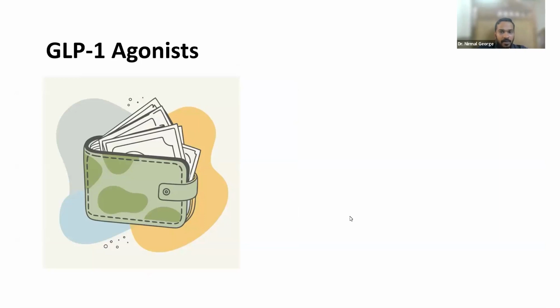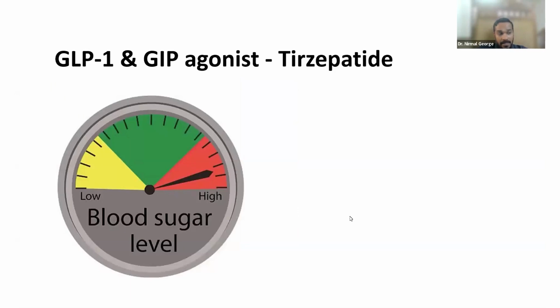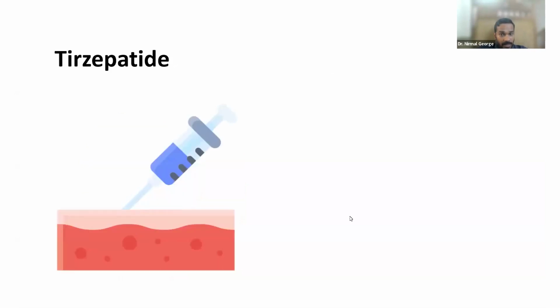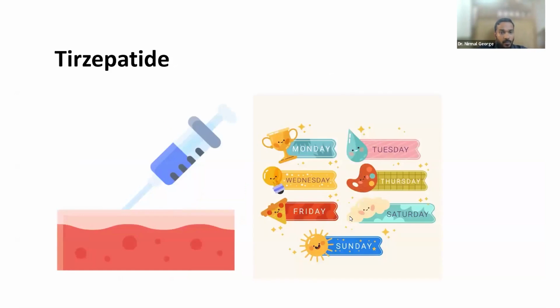And very recently in 2025, another agent has been approved, which is a GLP-1 agonist, but it has got additional GIP agonistic action. So this is a dual agonist. It is tirzepatide, GLP-1 and GIP agonist. It is used for the treatment of type 2 diabetes mellitus right now, and it reduces the glycated hemoglobin by 2 to 2.3%. It is also approved for the treatment of obesity. It reduces the weight by 10 kilograms if used over a period of 1 year. Tirzepatide is also available as a subcutaneous injection, and it is used once weekly.